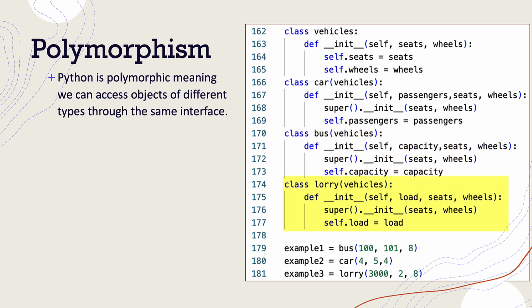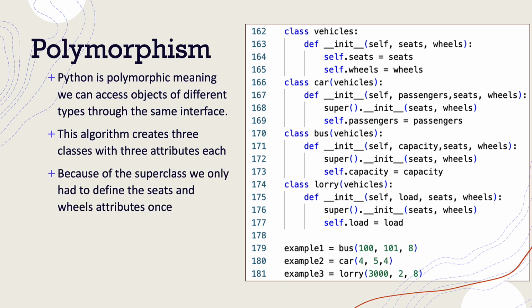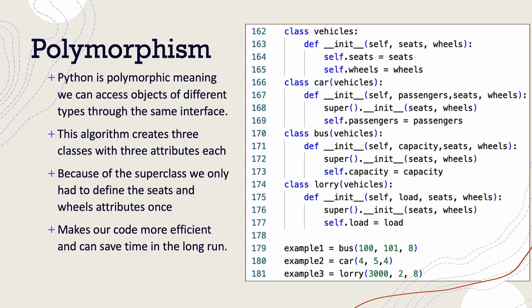We will do lorries and place a load attribute on. So now we have got 3 potential classes with 3 attributes each, but because of the superclass, we only had to define the seats and wheels attributes once, therefore making our code more efficient and can save time in the long run. You can see we define 3 objects for the different subclasses by just doing it as usual. Perfect. So that is how we use polymorphism.